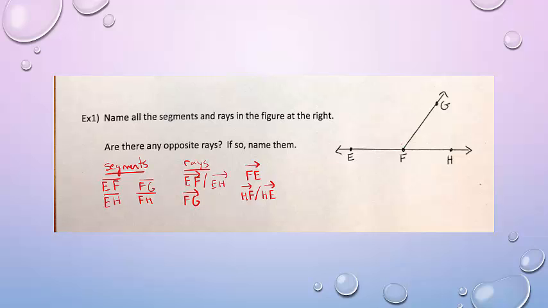You could also have had FG, because there is a ray that starts at F and goes on towards G forever. You could have had FE, so right here, this is a ray that's in the picture. You could have had H going on forever, and there's, again, 2 ways to name that. You can call it HF or HE. They're both the same name, so that's why I had these slashes here, because these are the same ray. They're not different.